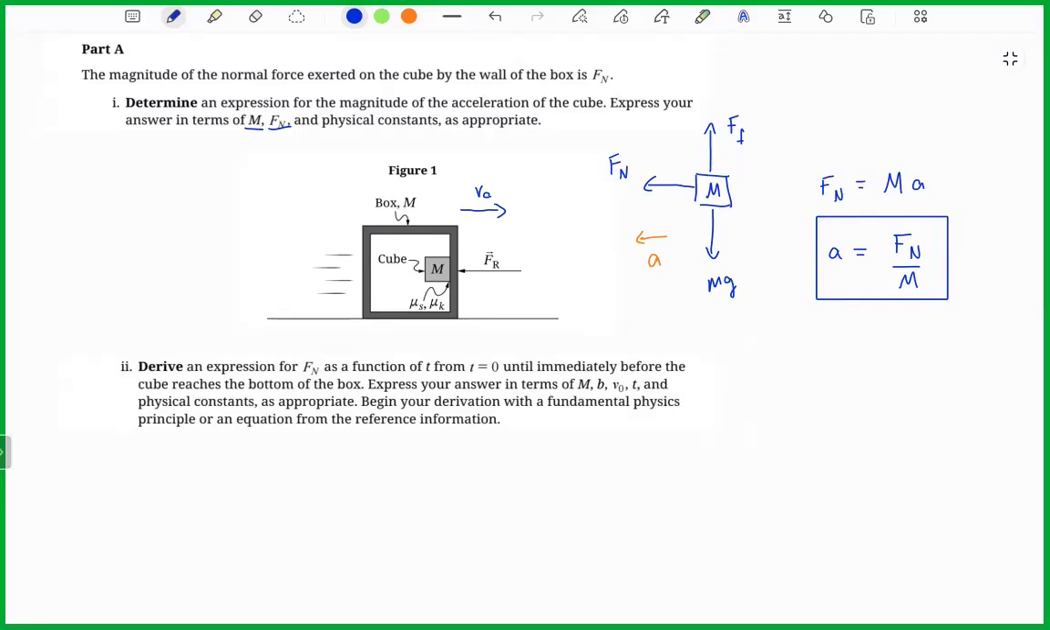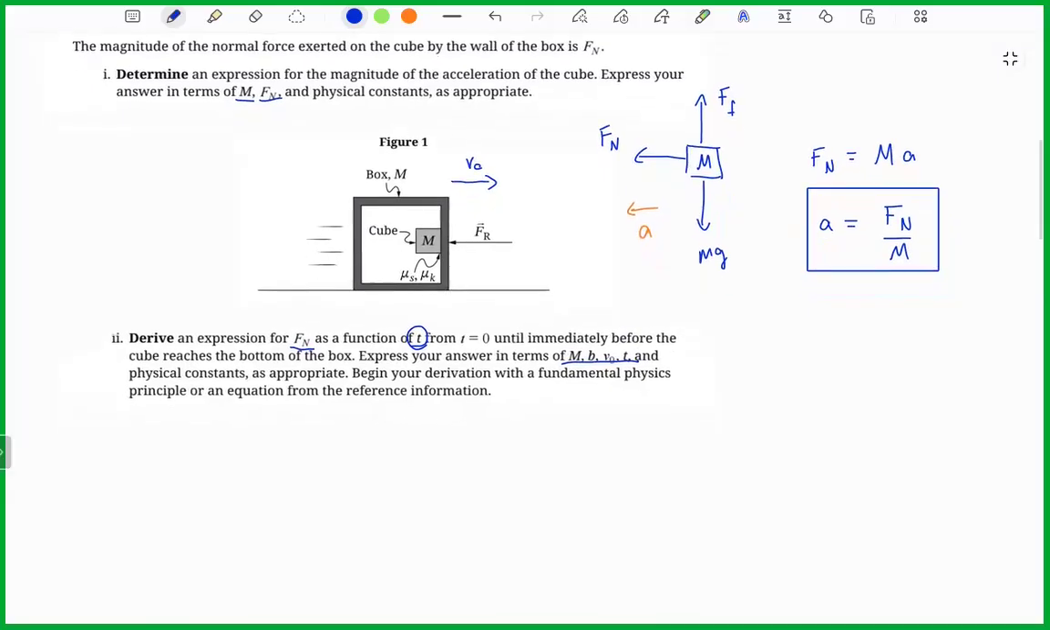So moving on to part 2, we're asked to derive an expression for Fn as a function of time from t equals 0 until immediately before the cube reaches the bottom of the box. Okay, express your answer in terms of those. Begin your derivation with a fundamental physics principle or an equation from the reference information.